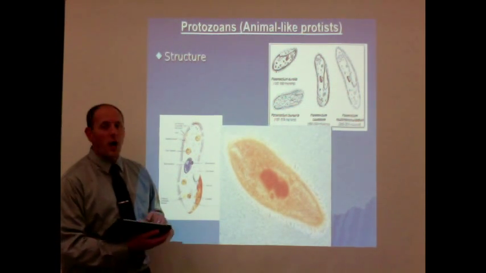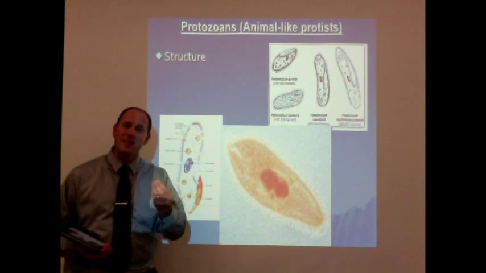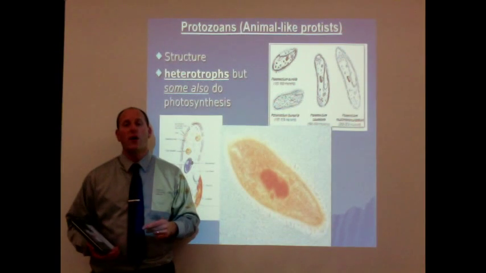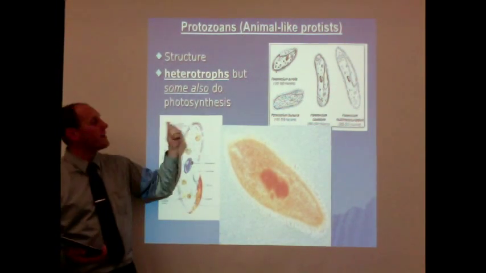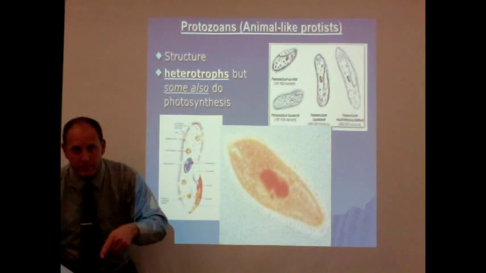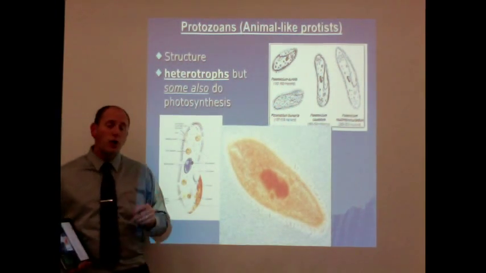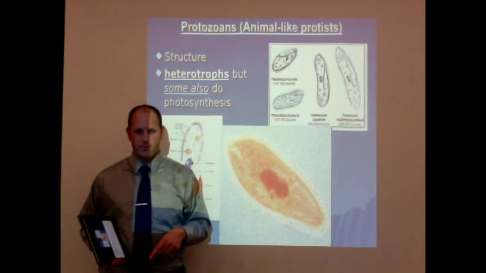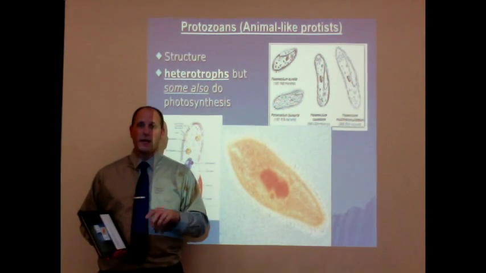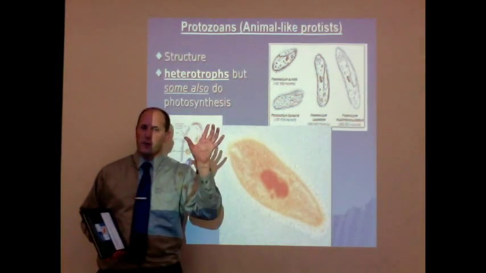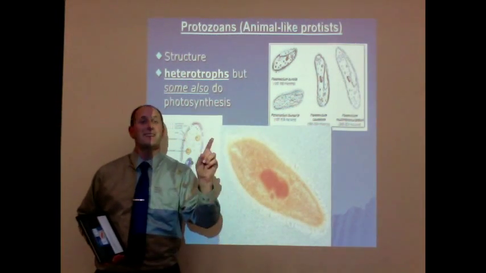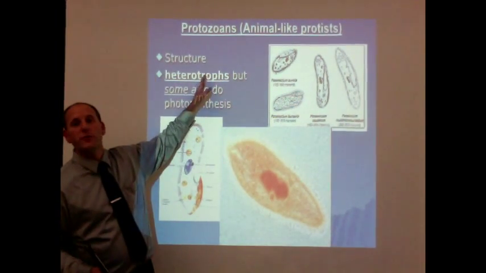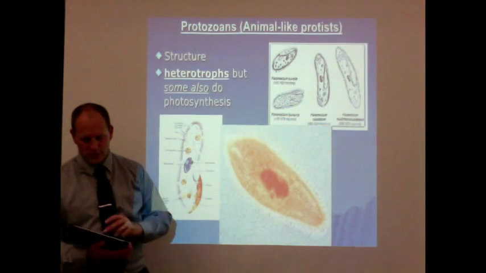The common link for all of them, and why we group these in this animal-like protist grouping, is that they have a single cell. These organisms are heterotrophs, but some also will do photosynthesis. It's a little bit different than what I said with the dinoflagellates. And that difference is important. Dinoflagellates do photosynthesis. They're autotrophs, but some will be heterotrophs.